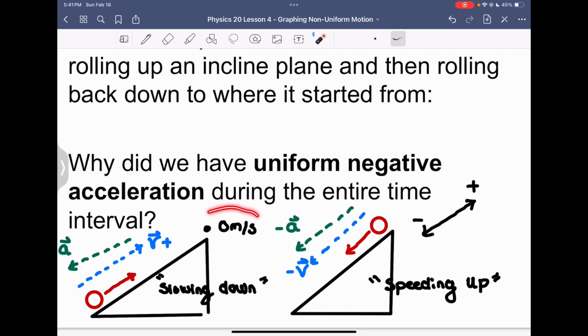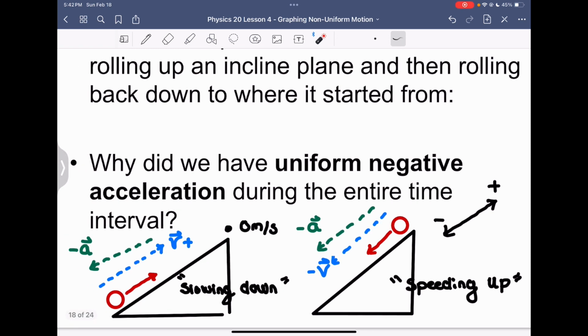Once it reaches the top, it hits 0. And then from that 0, it now heads the other way. And because the velocity and acceleration go together down the ramp, we know this is speeding up. Now, please do not confuse negative with speeding up and positive with speeding up. The signs are directional. That has nothing to do with speeding up or slowing down.